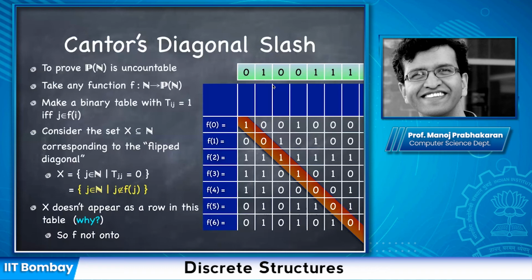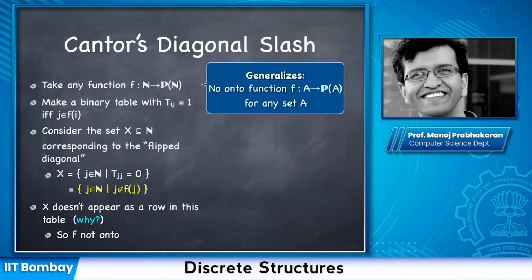But to prove that P(N) is uncountable, it suffices to show that for every function, there is at least one X that is not in the image of that function. So f is not onto. And this is actually a nice argument that extends. What we just showed is that the cardinality of P(N) is not equal to the cardinality of N, but this extends to any set A. So there is no onto function from A to the power set of A for any set A.